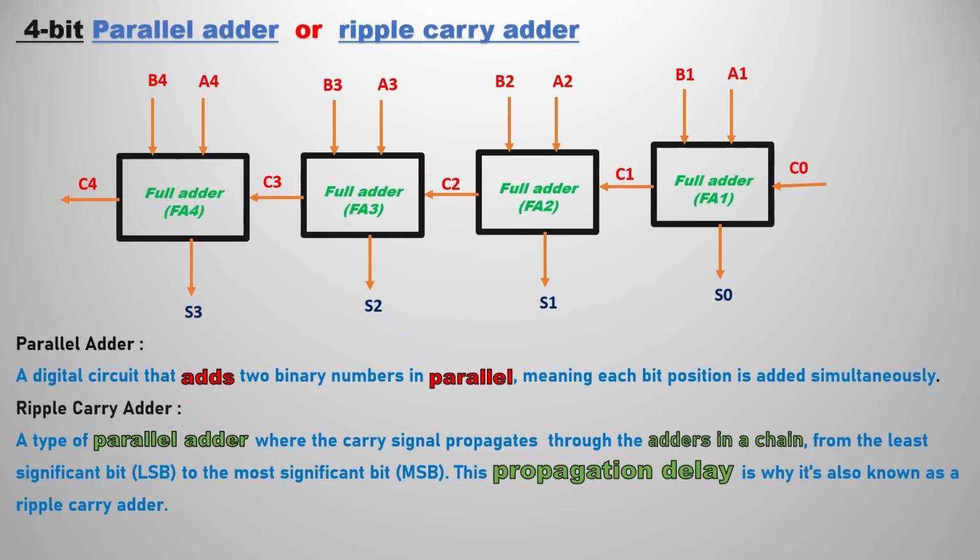Then why is it given the name ripple carry adder? Because it is a type of parallel adder where the carry signal propagates through the adder in a chain from the least significant bit to the most significant bit. This is an important point, because we are passing from the least significant bit to the MSB. This propagation delay is why it is known as a ripple carry adder. You can observe there that we started with C0. Then after some delay, it will not pass directly, because in the second addition, that is B2 A2 C1, for C1 it has to wait for full adder 1, so it takes some delay. This delay is known as propagation delay.